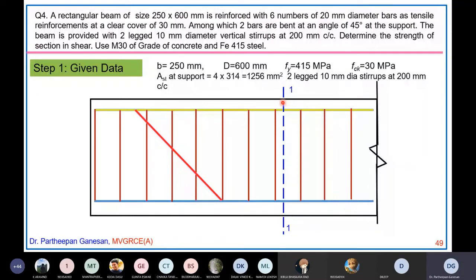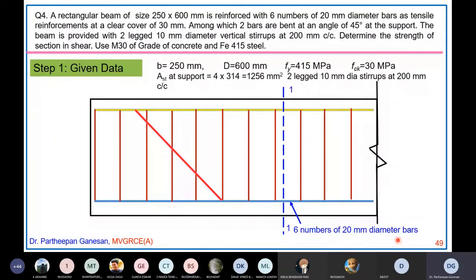That is what you are finding out from Table 19: the design shear strength of concrete, tau C. That depends upon the grade of concrete and the amount of tensile reinforcement provided. So concrete is there and the shear stirrups are there at this section 1.1. Is that clear?